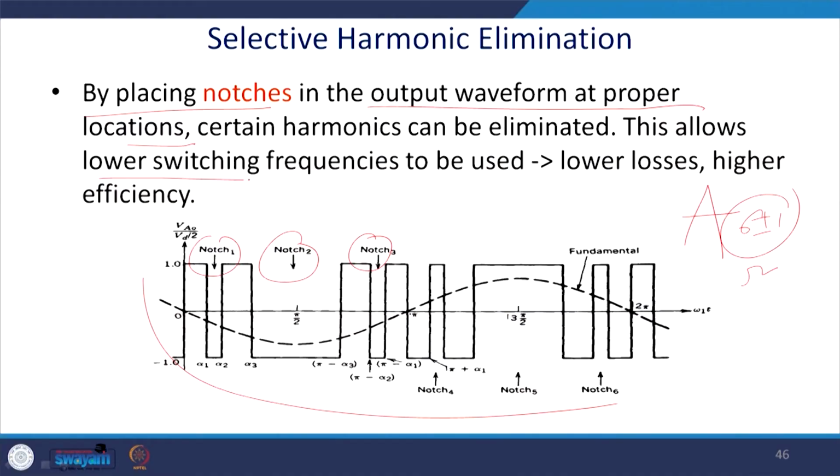Also, if it propagates, I will show you how it propagates. This will cause damage to the motor, and thus it is better, once you are applying it for an adjustable speed drive and other methods, to eliminate this at the very beginning. This allows lower switching frequencies to be used and also lower losses, because there is less switching loss, and that gives you higher efficiency.